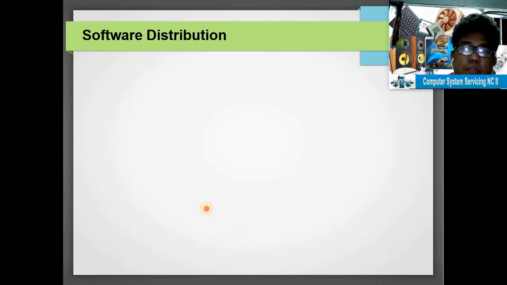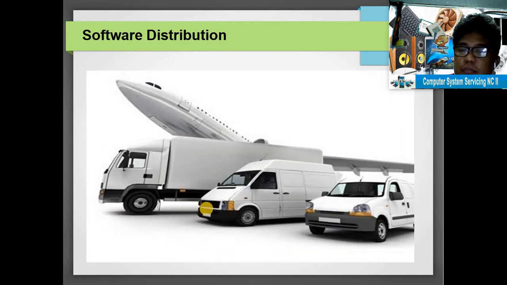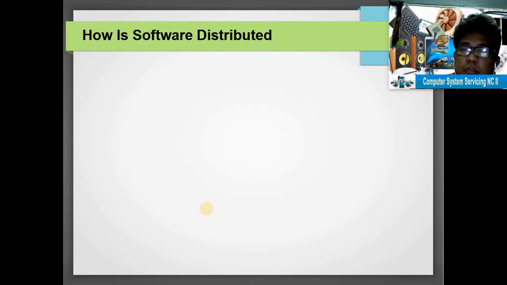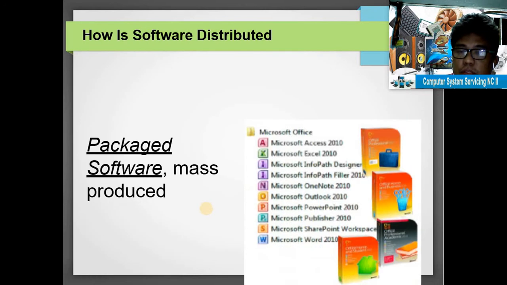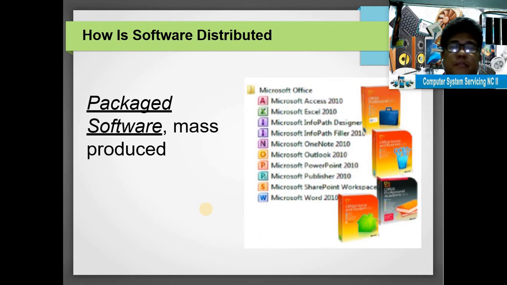How do we distribute software? Okay, or software distribution. So, how is software distributed? First, it can be distributed through package. Okay, so we have package software. It is mass produced. Example is Microsoft Office. Okay, ayan. Price ito sa market, I think it's 1,600.